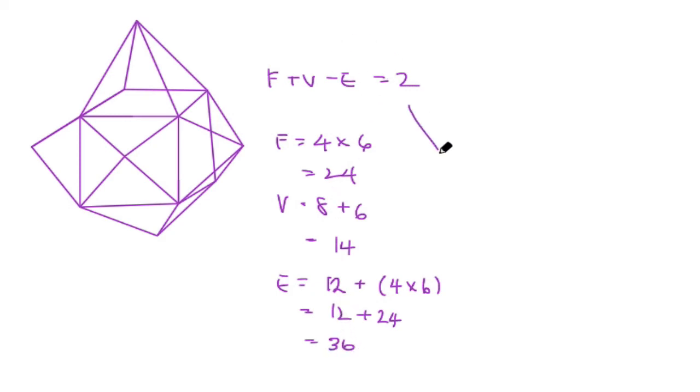So let's see if this is true. We have 24 plus V, which is 14, minus E, which we got 36. And this side does equal 2, so the left side equals the right side, so we prove that this is true.